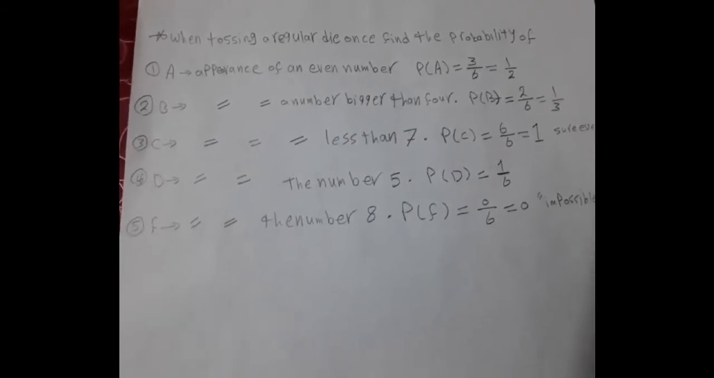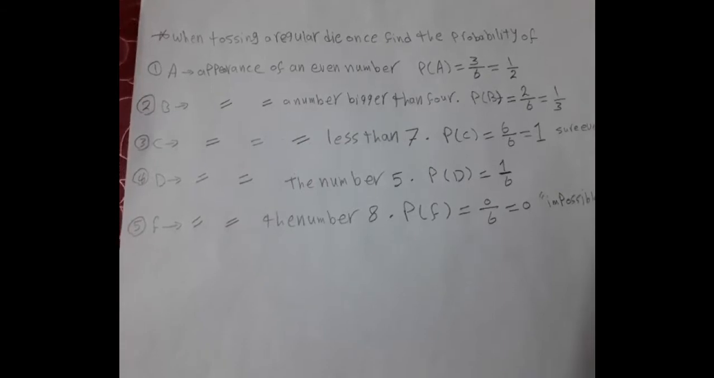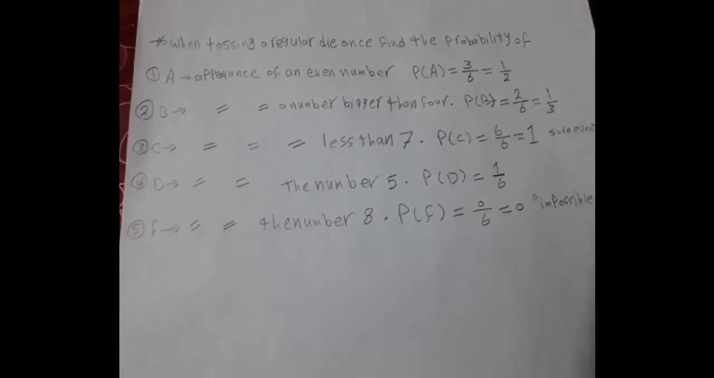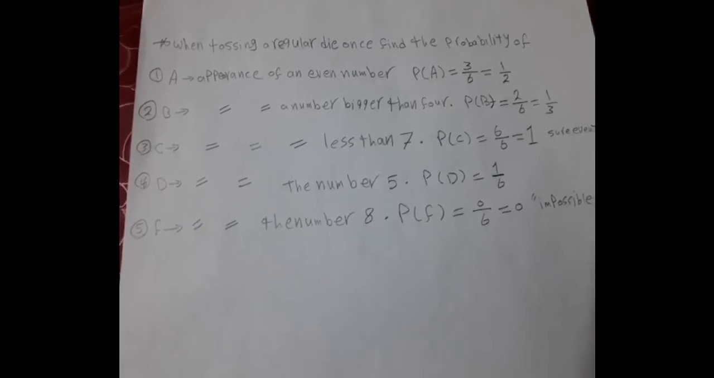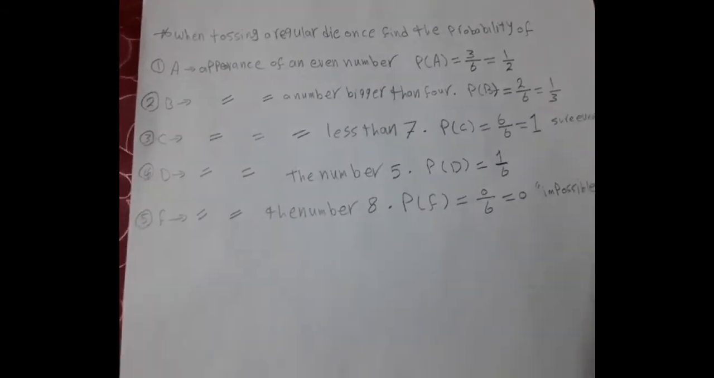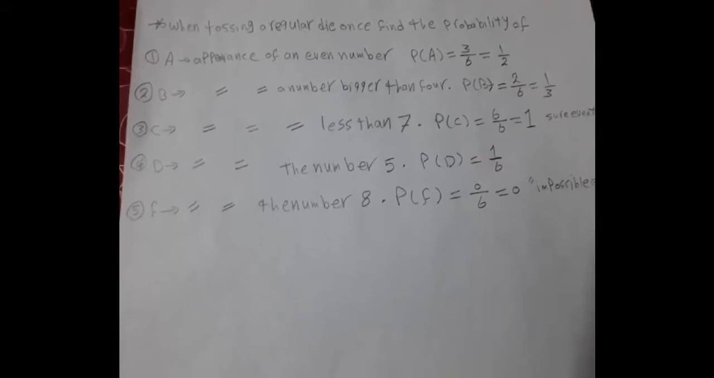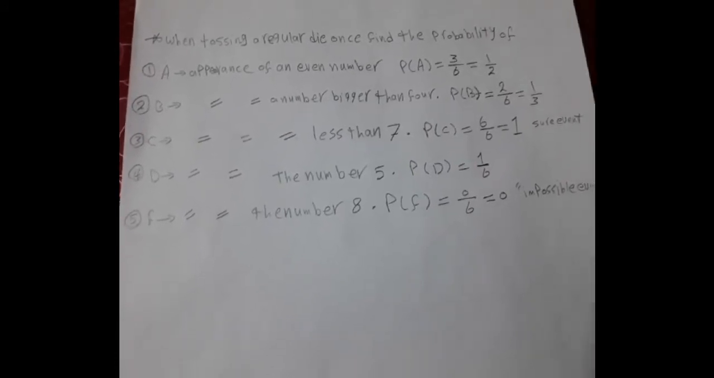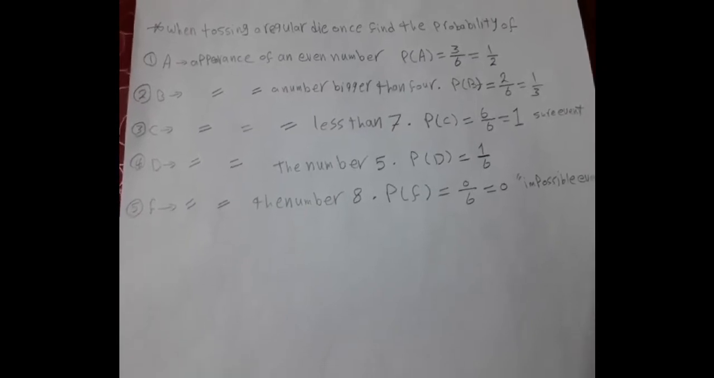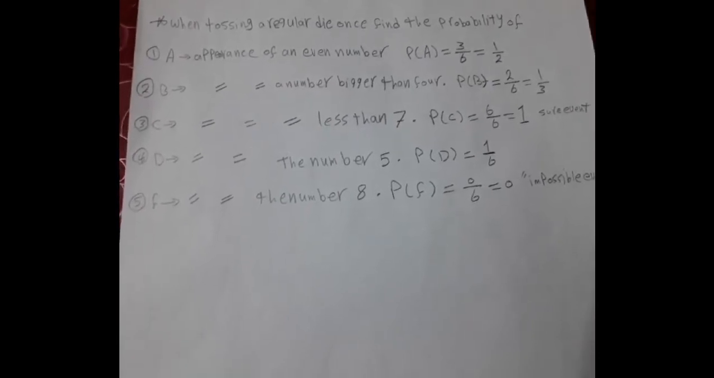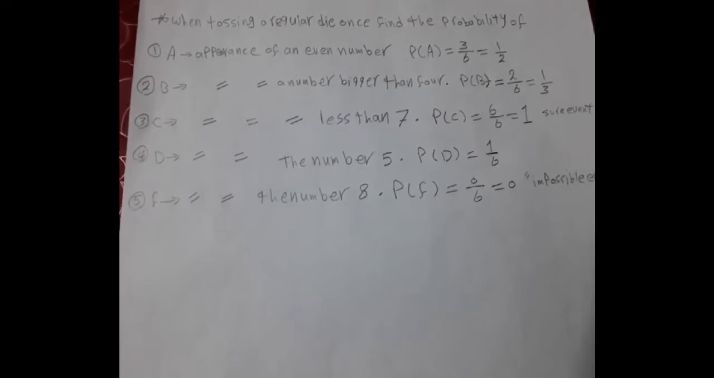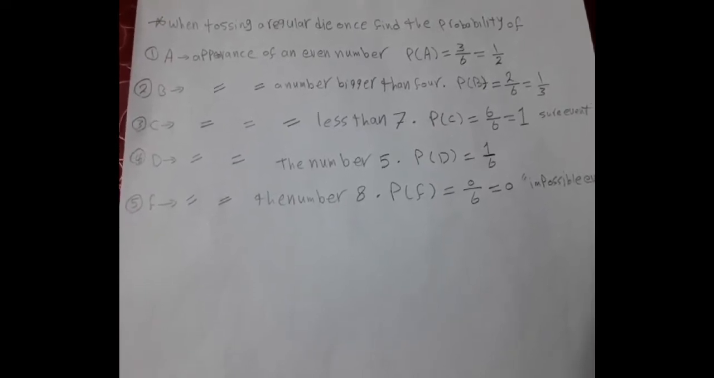Number 3, C is the appearance of a number less than 7. The numbers less than 7 are 6, 5, 4, 3, 2, 1. Then the number of elements equal 6. يبقى probability هنا 6 over 6 equal 1. When we get the result 1, it's called a sure event. Sure event.